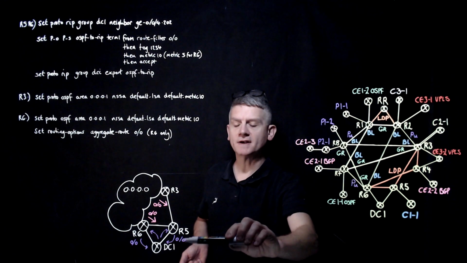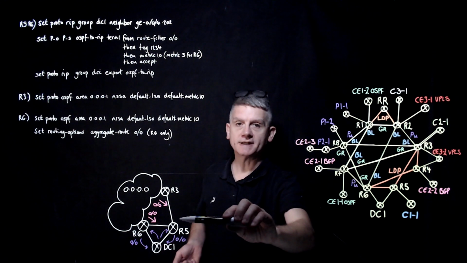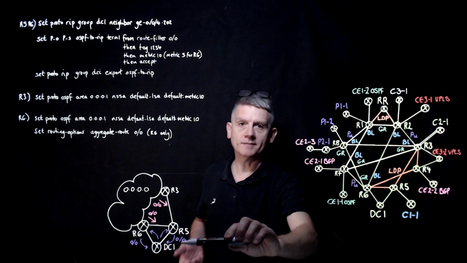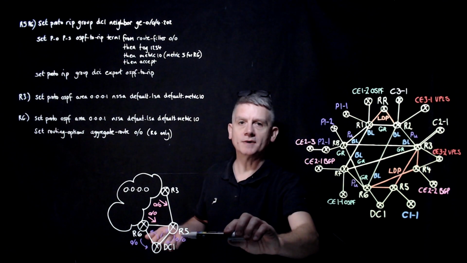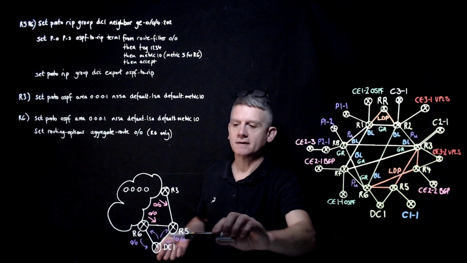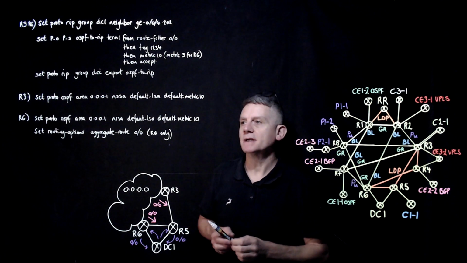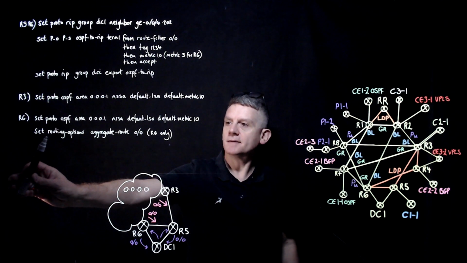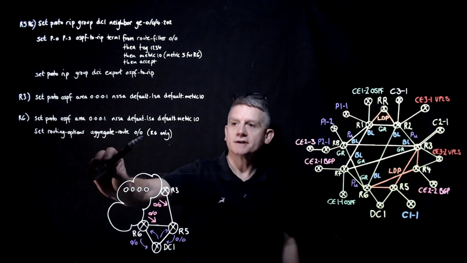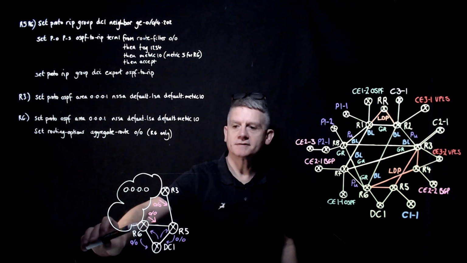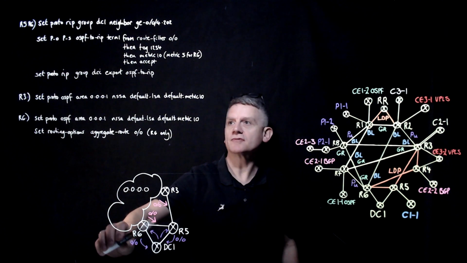Router 5, however, is quite happy to export this default route out to RIP. It's a RIP export. We're going to filter it on the way back. Router 6, though, will need some help. So what we're going to do on router 6 is set routing options aggregate route. We're going to put this aggregate route on router 6 so that it's able to export this route.